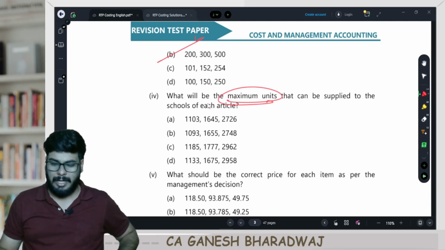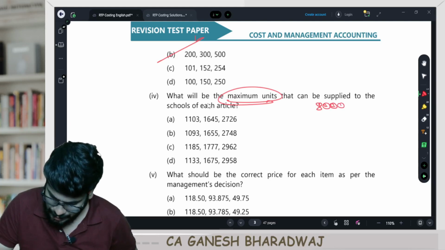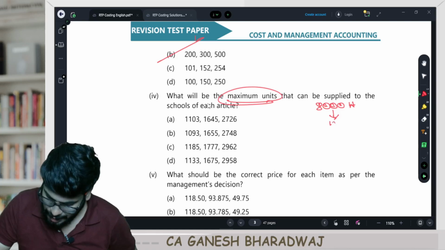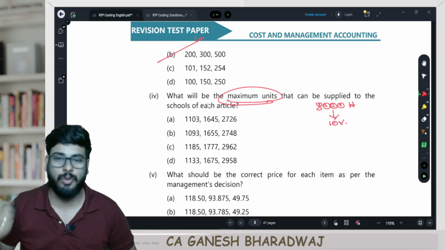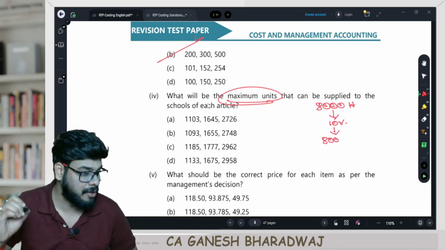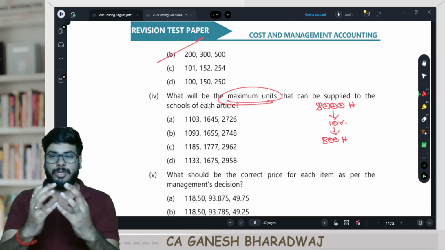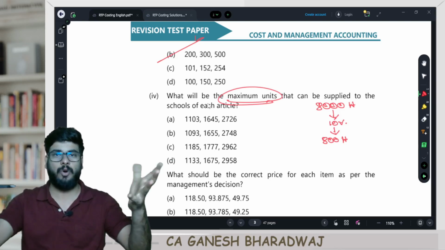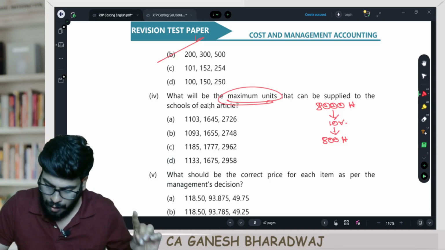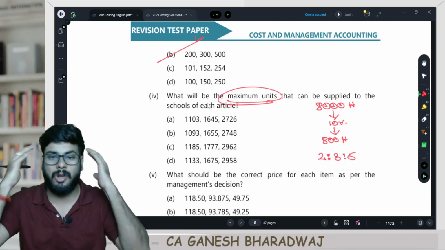Now, you tell me, what is the total machine hours I have got? Total machine hours is 8,000. Out of these 8,000 hours, only 10% I am allocating for the supplies made to the school, which means for me to make these supplies to the schools, I have a total of how many hours? I have a total of 800 hours. Are you clear with this? Now, using these 800 hours, I need to supply all the three products. But whatever products I supply, it will always be in the ratio of 2 is to 3 is to 5. It's a simple logical calculation.